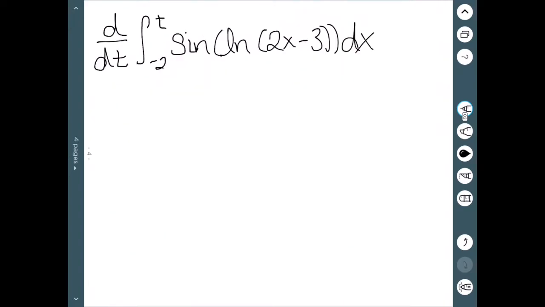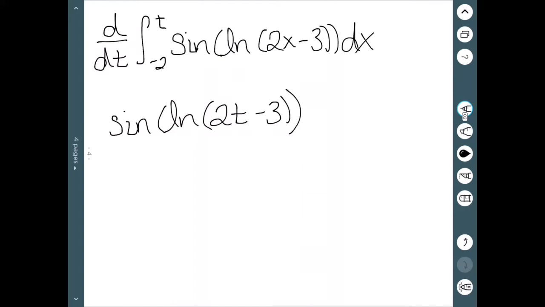We're now going to use the second fundamental theorem of calculus to solve this, which looks very complicated. In fact, we haven't discussed how to integrate something like this yet. But we can do it because we are looking at the derivative of the integral, and derivatives and integrals cancel each other out. And in fact, we would just be left with sine of ln of 2t minus 3. And that would be the derivative of this integral, since the derivative and the integral will cancel.